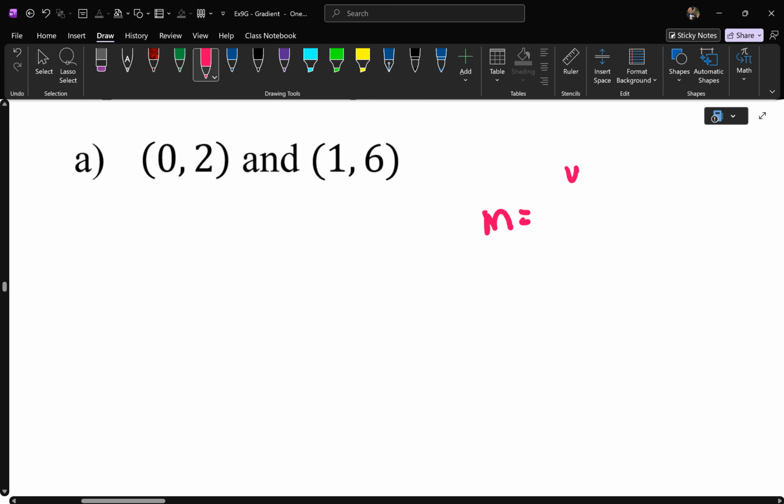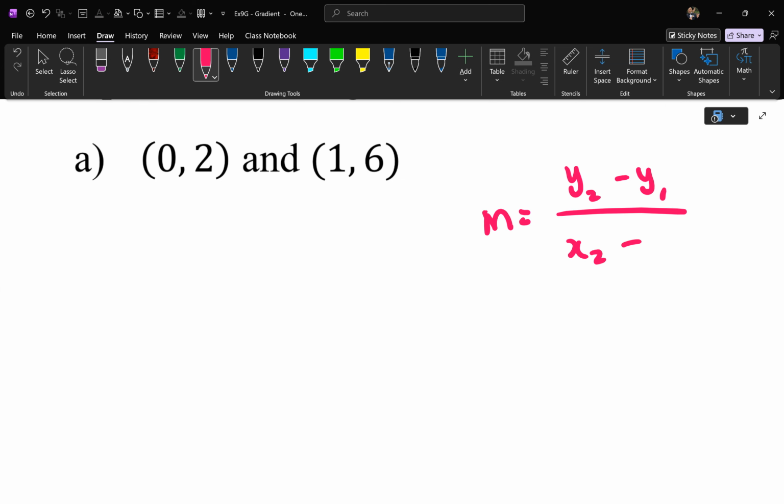Formula. y2 minus y1 divided by x2 minus x1. Label your coordinates. So this is what my students normally do. They call this the first point and that's the second point, right? So this must be x1 because it's the x coordinate of the first point. This must be y1 because it's the y coordinate of the first point. Then that must mean this is now x2 because that's the x coordinate of the second point. And this is y2 for the y coordinate of the second point.